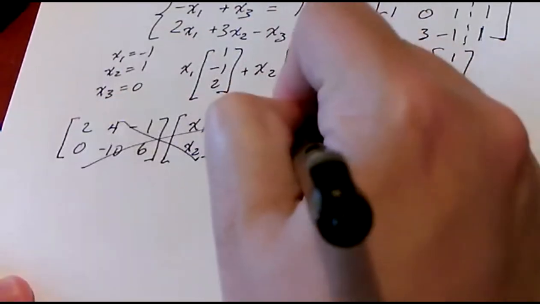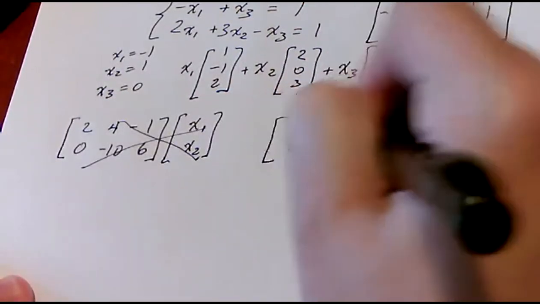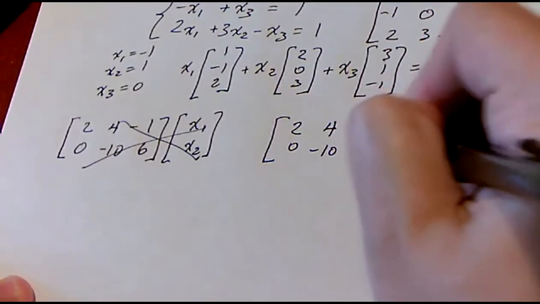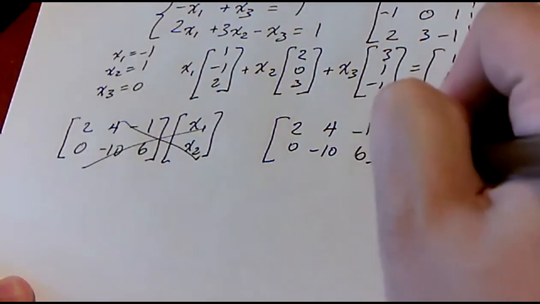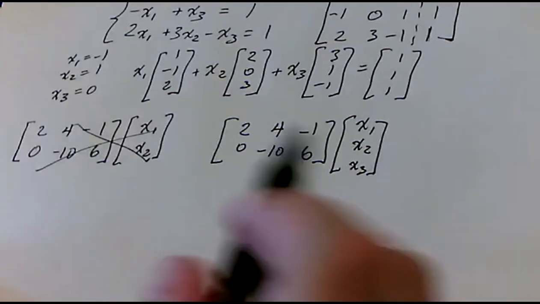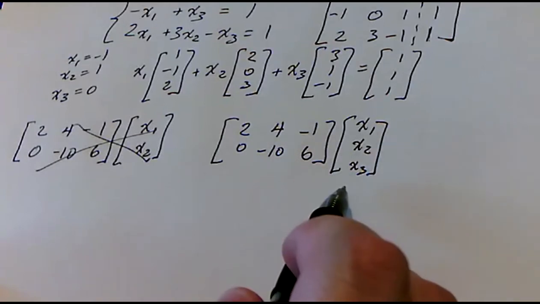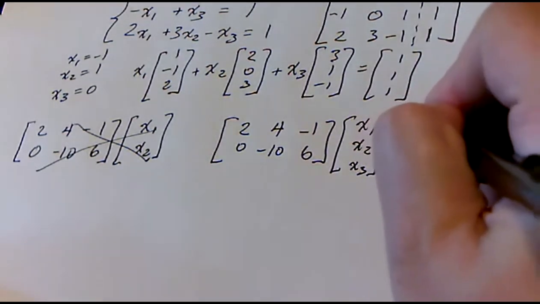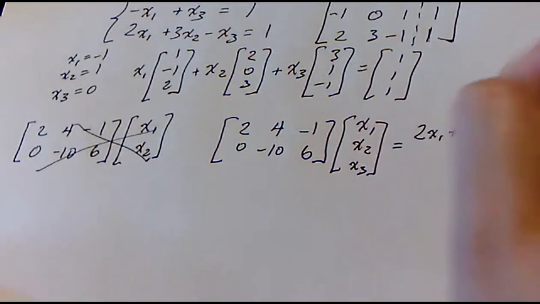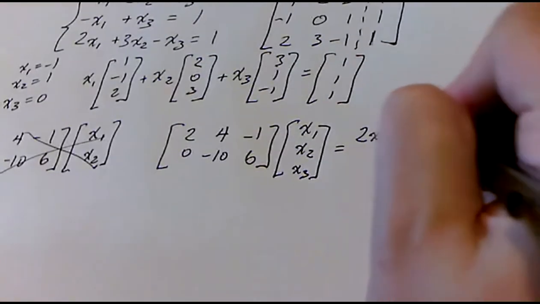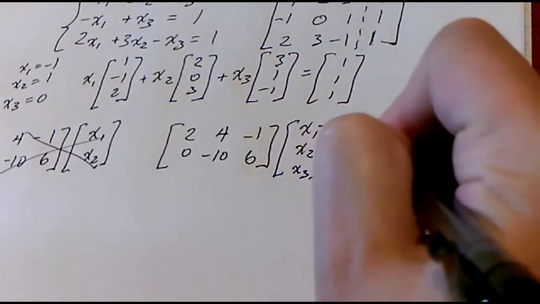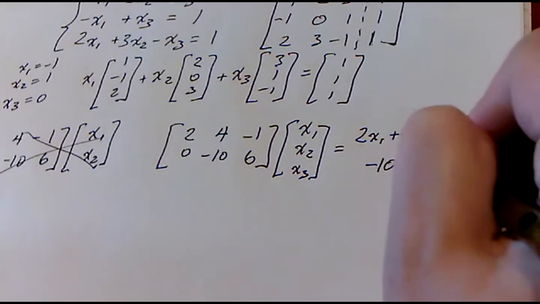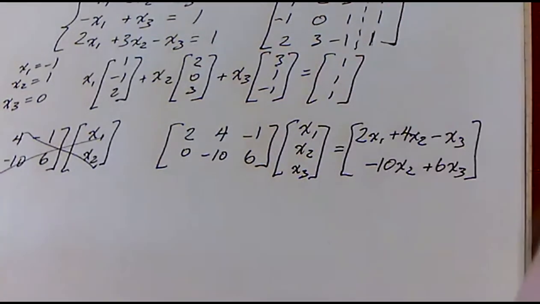What we could do is multiply it by a column vector in R3. So x1, x2, x3 now. Okay, so now I've got 3 columns here, and I've got 3 entries in my vector, or 3 rows in my 1 column vector. So if I multiply here, I would get 2x1 plus 4x2 minus x3. And then I would have negative 10x2 because I had 0x1 plus 6x3. And that would be my column vector.